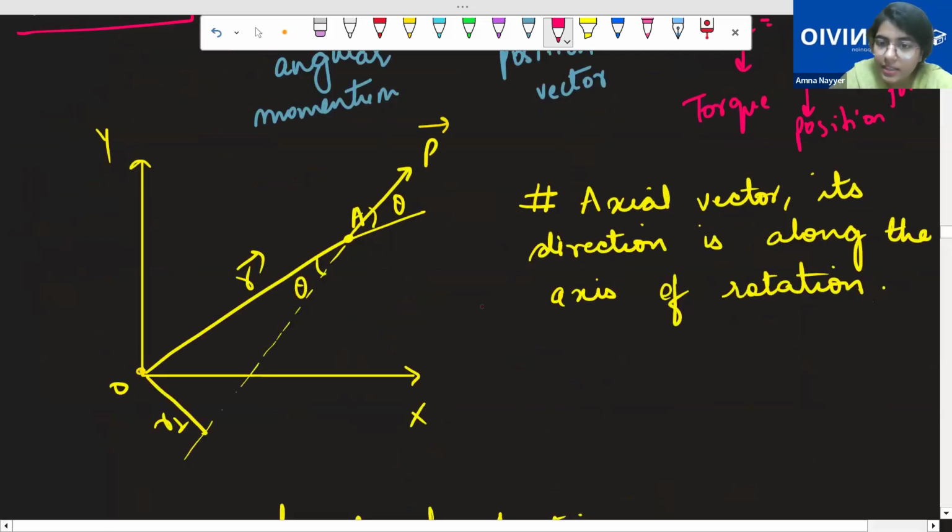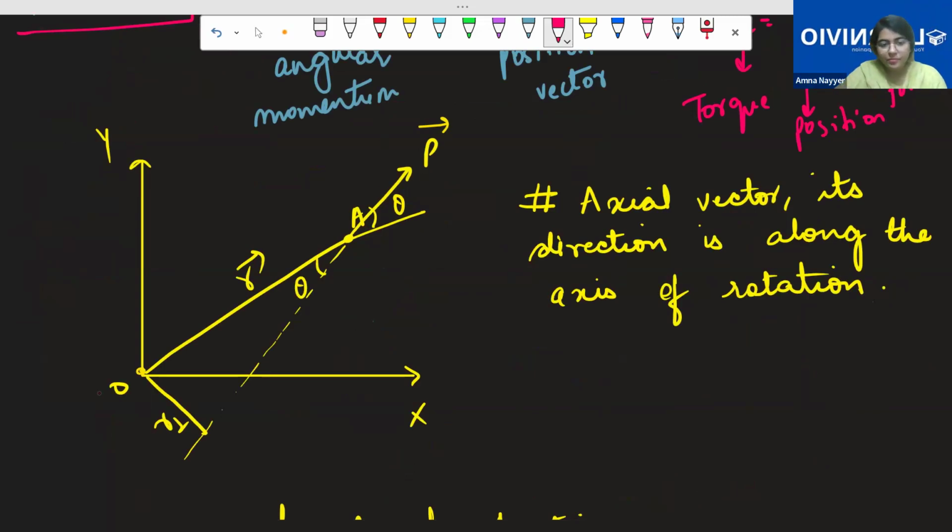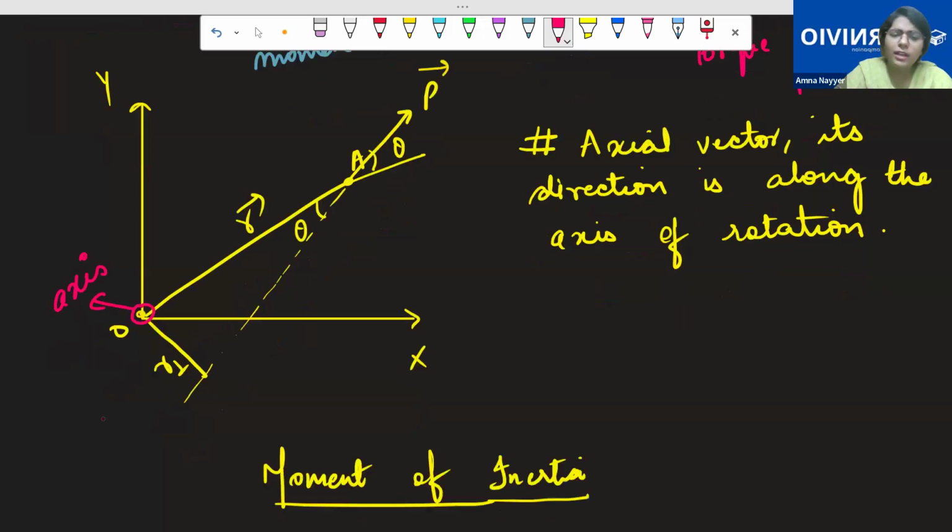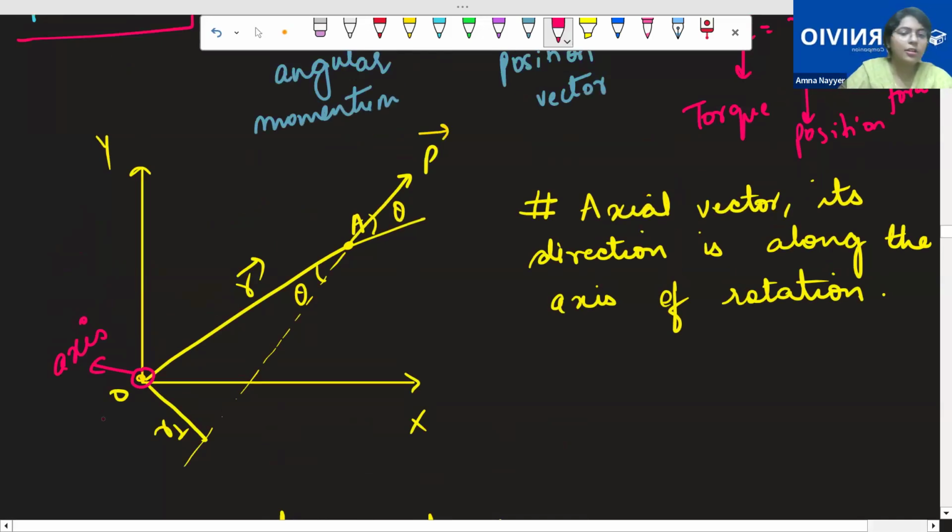So likewise, as we have drawn for the force and the torque, we will be drawing the same thing for the angular momentum. So point here, perpendicular. Now it's an axial vector. Axial vector means wherever the axis is. Let's say this is the axis. Here the direction of that vector will be associated. That will come through understanding the questions.